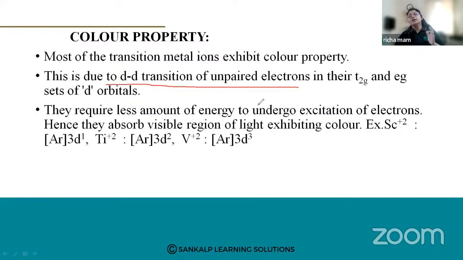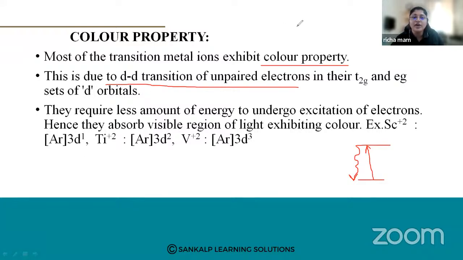Most of your transition metals exhibit this property; they form colored complexes. They undergo d-d transition. From lower energy to higher energy, they absorb radiation from the visible region, and when they go into the higher excited state, they have to come back to the lower state. At that time they emit the complementary radiation, and that complementary color is what is seen in these transition metal complexes. So these are some of the reasons.